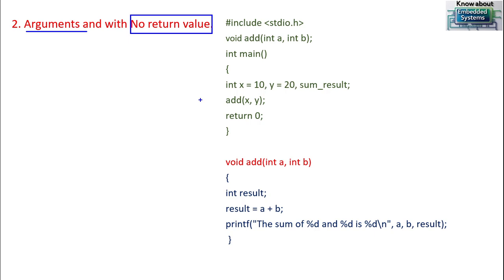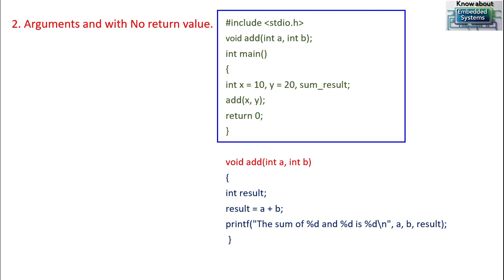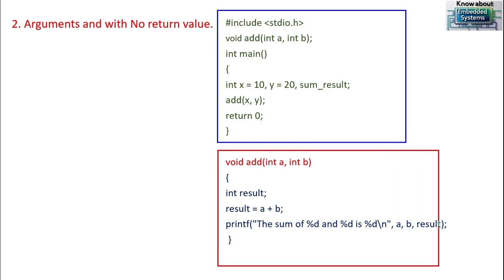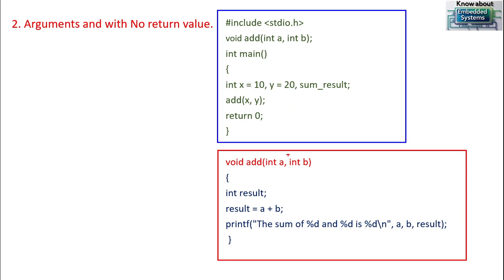So this is the second type of function classification. I have a simple code here. With the code we will try to understand arguments with no return type. I'll pass some arguments and I'll not receive anything from the function. Again observe here, we have two parts: one is the function and one is the main code. In the main code you can see, I'm going to pass two parameters here. x is equal to 10 and y is equal to 20, and you can see here add(x, y).